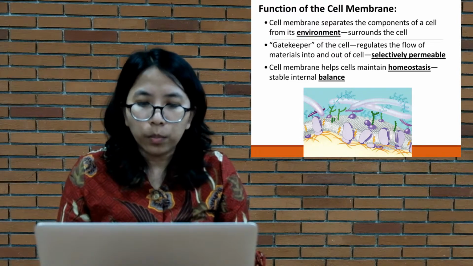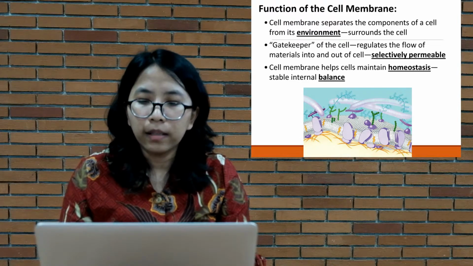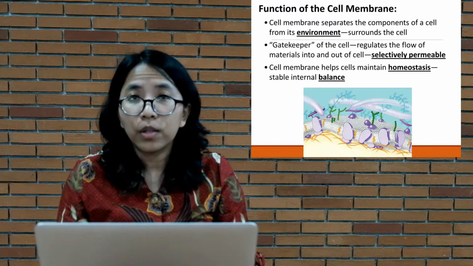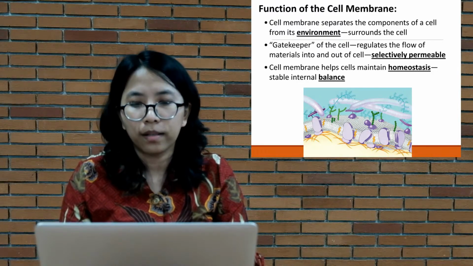From the homeostasis point of view, the cell membrane helps the cell maintain homeostasis, so the cell can have a stable internal balance.